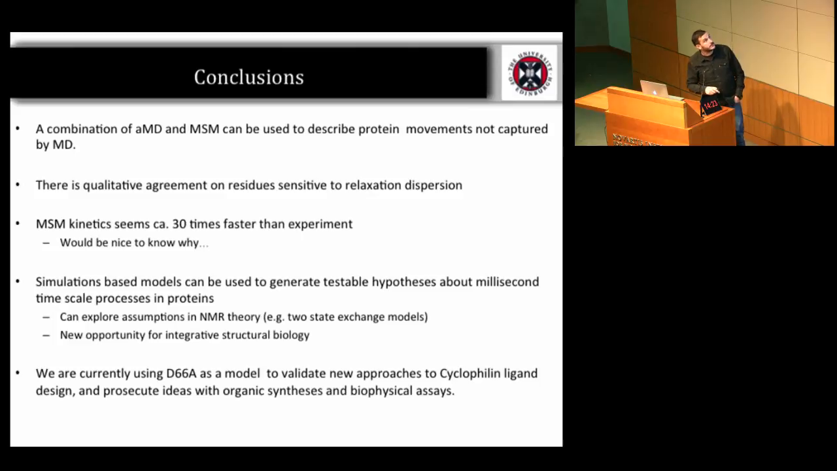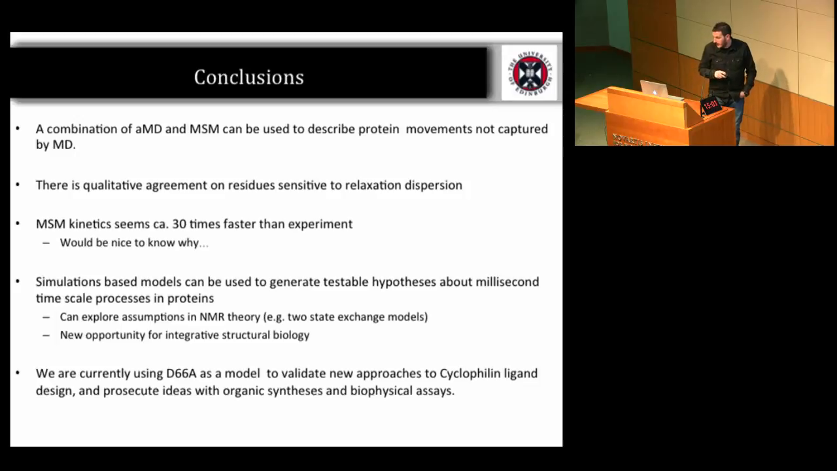So just to conclude, we think that a combination of accelerated MD and Markov modeling can be used to describe protein movements that you cannot usually capture with equilibrium MD, and that you can get qualitative agreement with the relaxation dispersion. One thing that we would like to discuss is that the MSM kinetics seems to be 30 times faster than it should be, and we would like to know why. Of course, there is a temperature difference there that will account for a factor of 2, but still a factor of 15 that we need to explain.